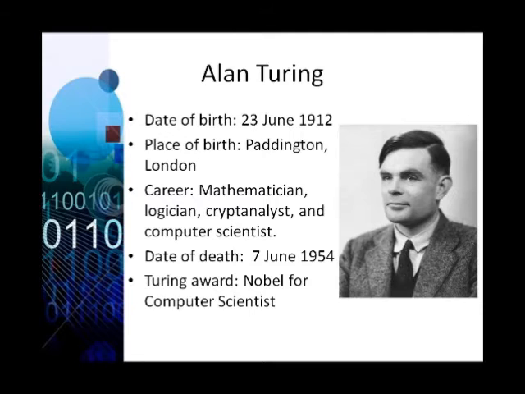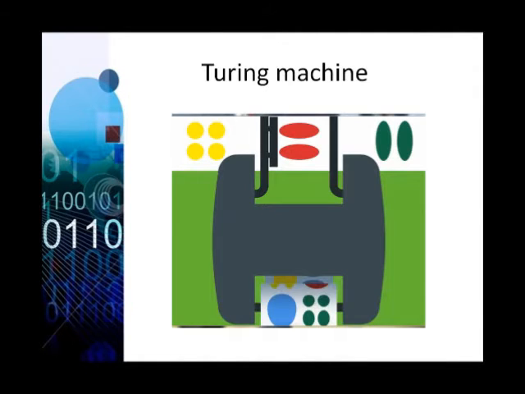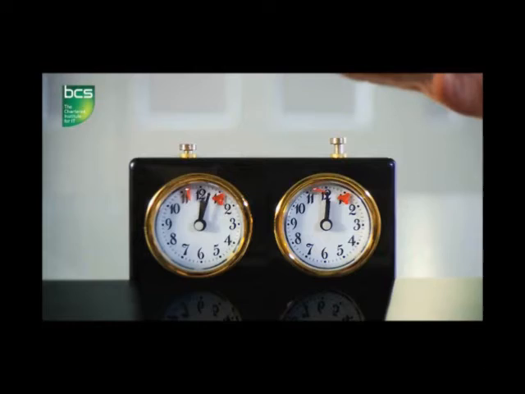In memory of him, the international computing community gives the Turing Award to somebody who has created major technical improvements to the computer industry. Here is a video which shows how the automatic machine works, and nowadays it's known as the Turing machine.